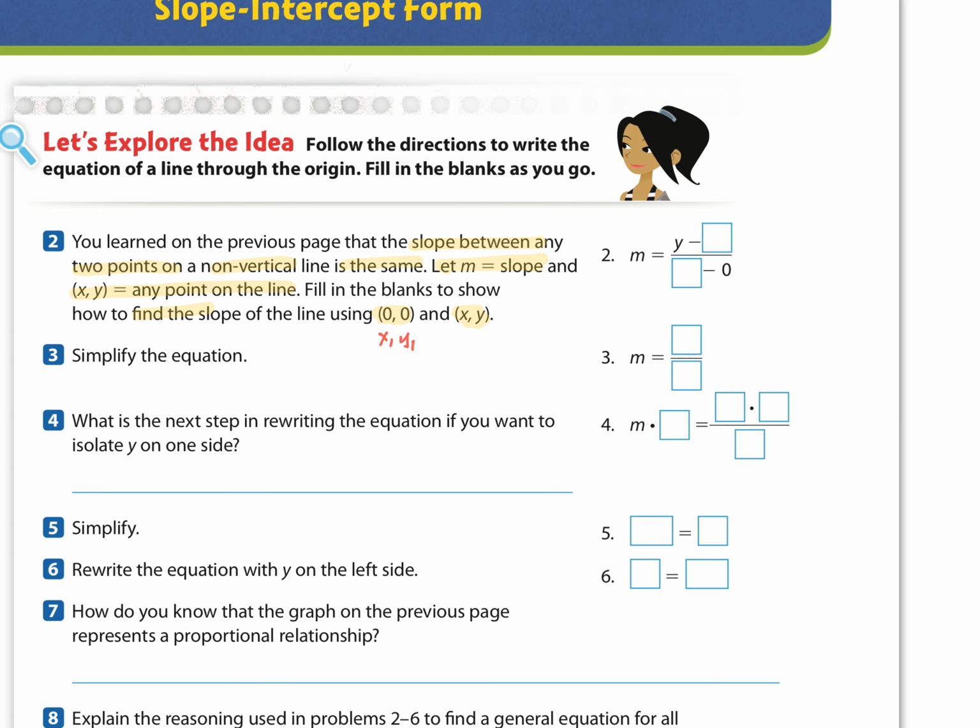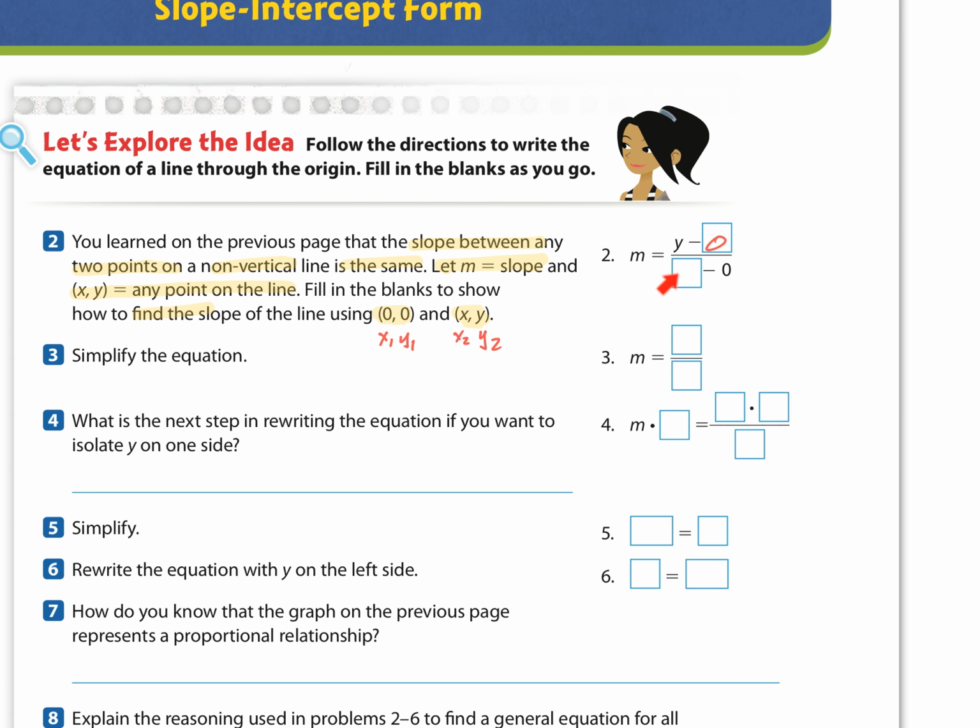And then the next point is going to be x2, y2. Can somebody tell me if this is the slope formula and you have m equals y minus what is going to go in that blank? Sebastián. Okay. And what goes in the denominator? What goes in that blank? Jared. Y2.